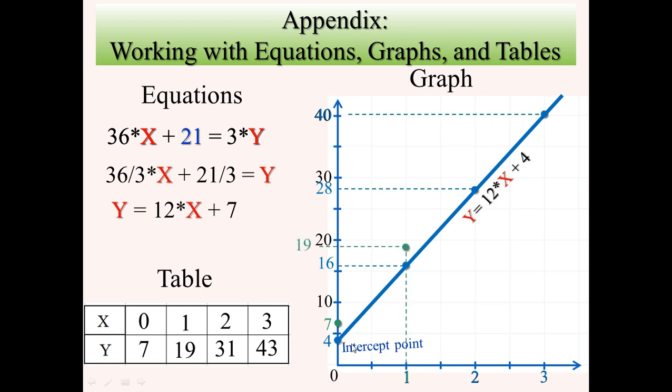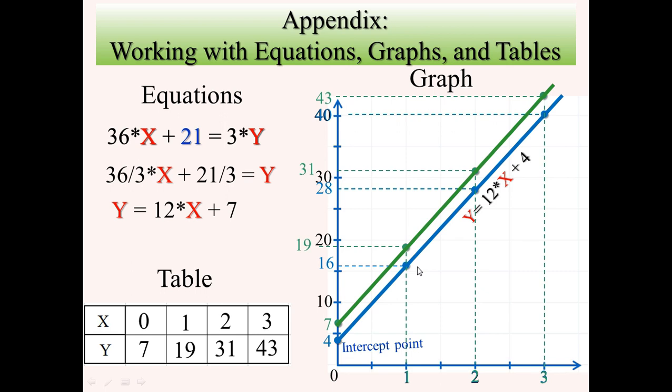Okay, 119, 231, 343. When I got 4 points and connected them, I got a line. You can see the difference between the original and the new one. The difference is only the intercept point. The original intercept is 4, but the intercept of the new one is 7.